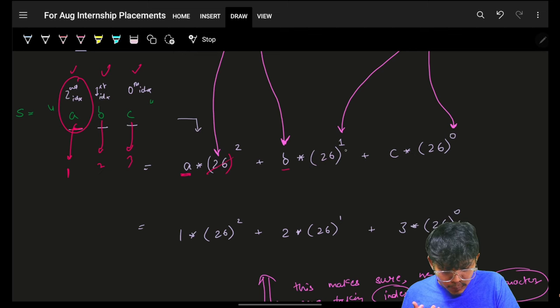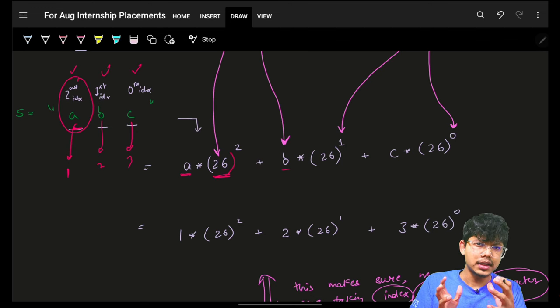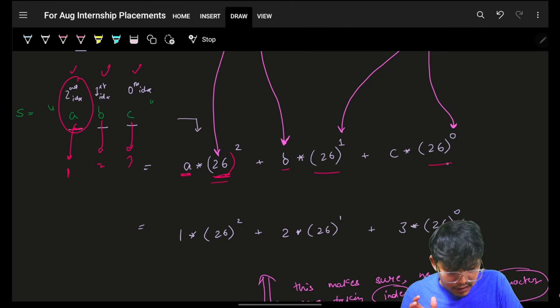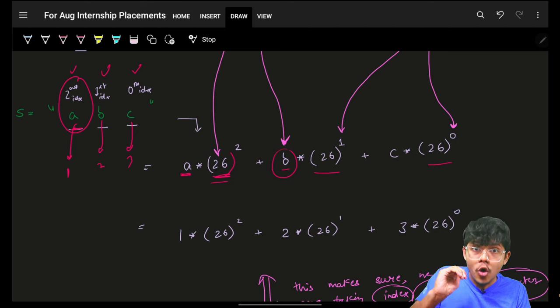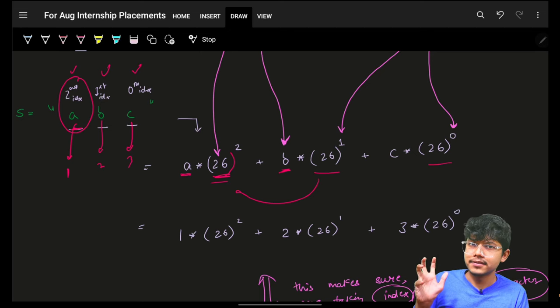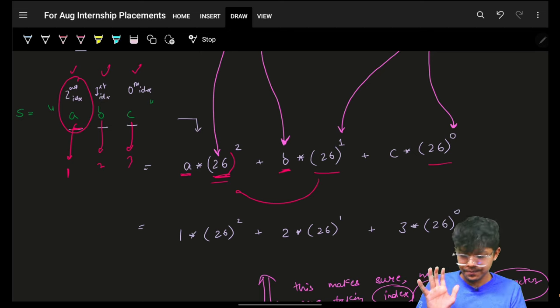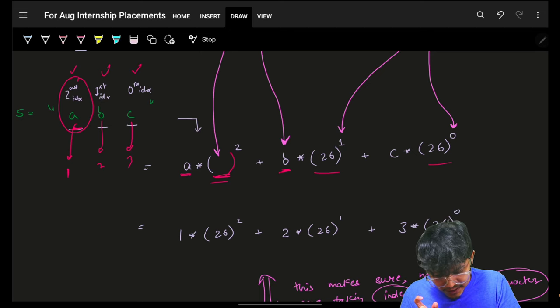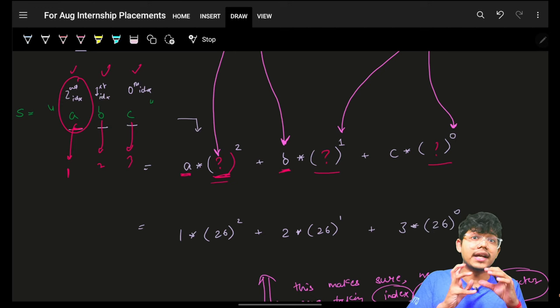So I have to put some base value such that everyone, no matter what is multiplied to them, they should not become equal to anyone else. That's my prime aim. So I have to put in, again, that's a question mark for me. What to put in as a base?